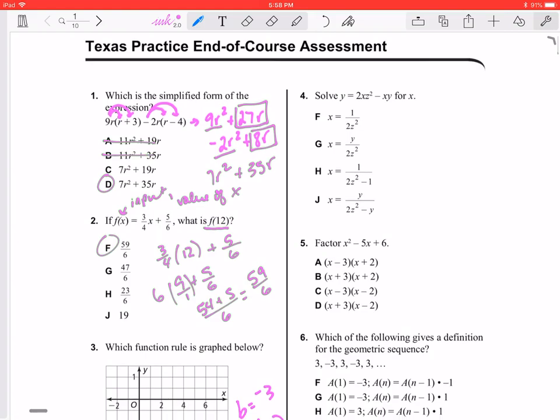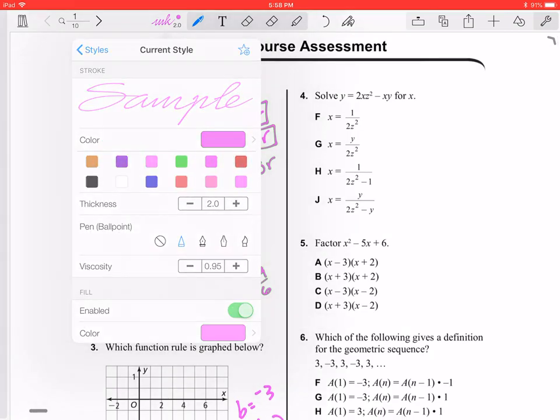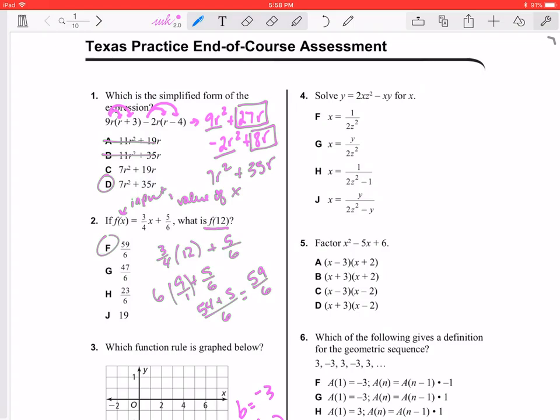Now let's go over here to number 4. Number 4, it says solve the equation y equals 2xz squared minus xy for x. So that means that my x terms are here and here. Well, if we remember, we can take a GCF. If I look at both of these terms, I have x in both of those terms, so I can pull out an x.